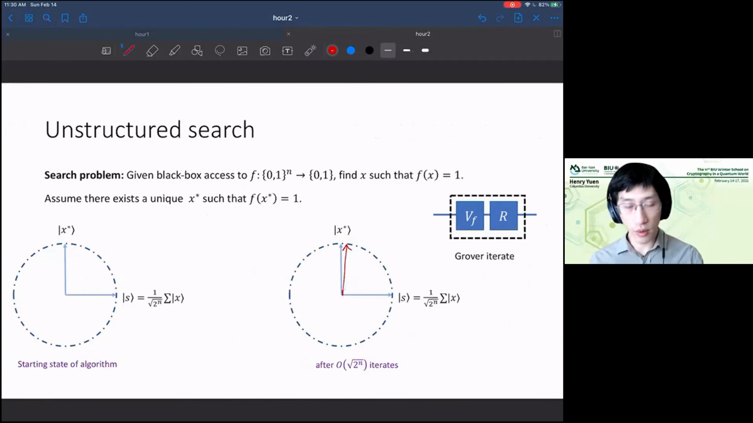We're at the end of the hour, but that's just a cartoon picture of what this Grover search algorithm is doing. And I'll say just a couple more words about it when we pick up in half an hour.